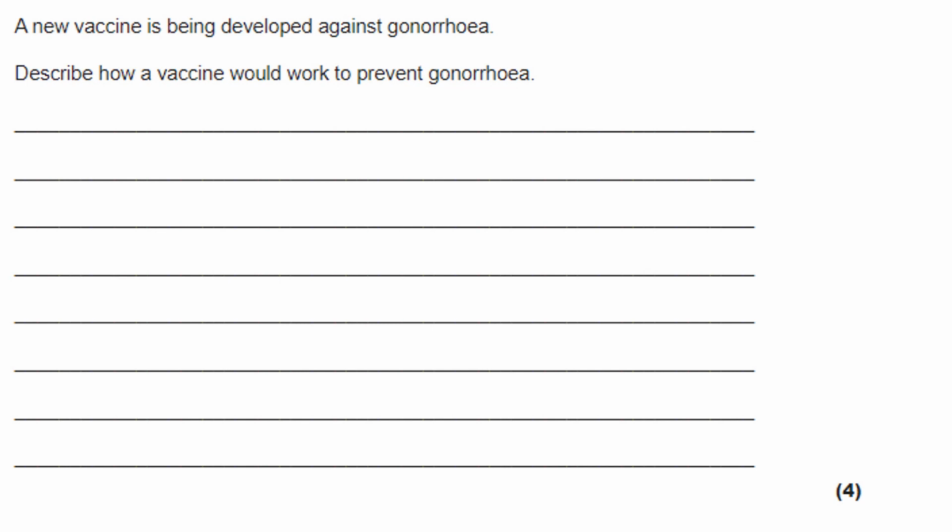Okay, guys, pause the video now and have a go at this 4-mark question. Describe how a vaccine would work to prevent gonorrhea. It's basically asking you how vaccines work. So pause the video and have a go.